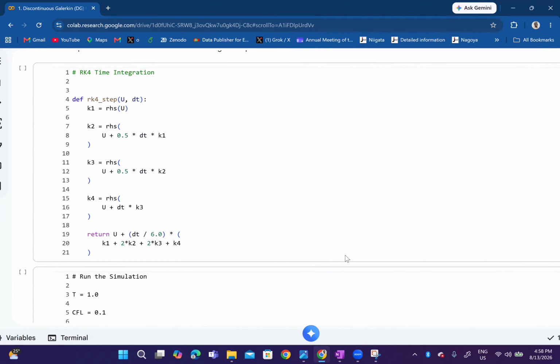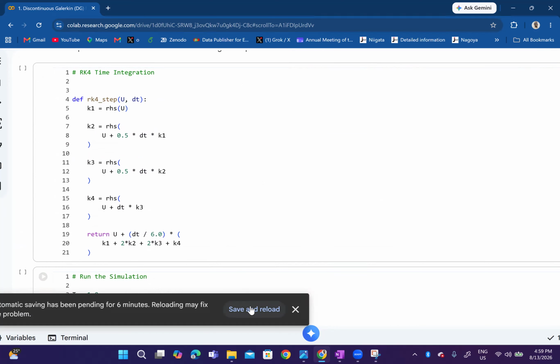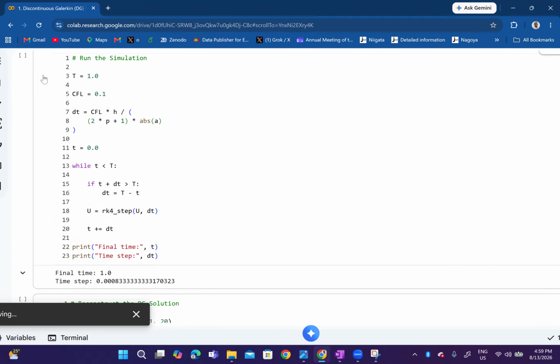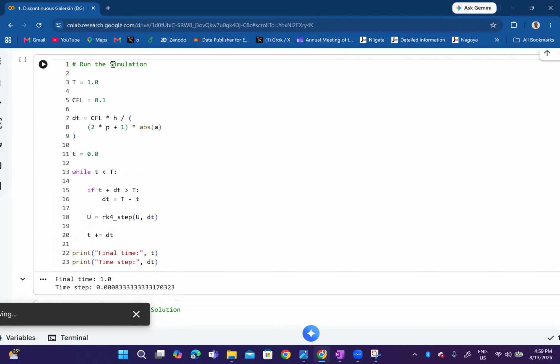Then we have RK4 time integration. So here you define Runge-Kutta step 4. I think I need to save and reload this. I hope that works. So you define Runge-Kutta step 4 at UDT. K1 you define that, K2, the whole Runge-Kutta thing. So we run that. That's the standard definition for Runge-Kutta. Then to run the simulation, you have T equals 1.0, and then you have dt, the time step, as CFL times H over 2p plus 1 absolute 8. That's the function that we defined before, and then we use the whole Runge-Kutta thing.